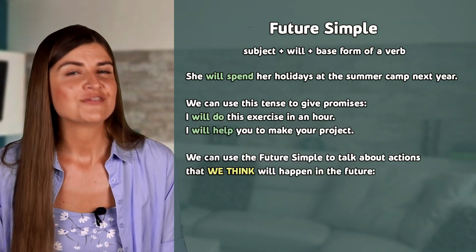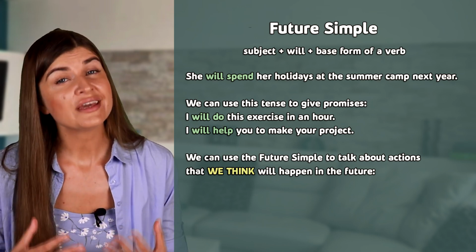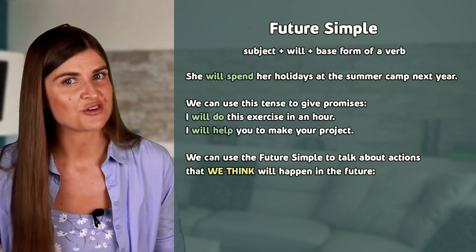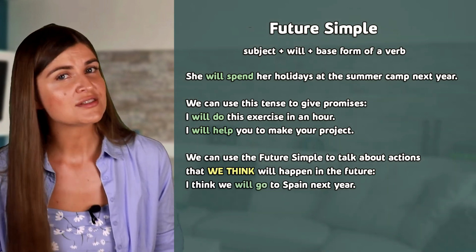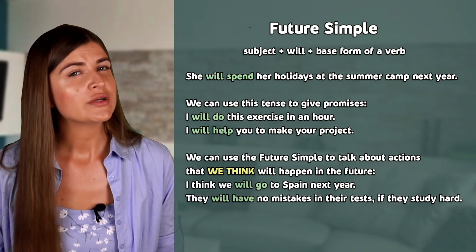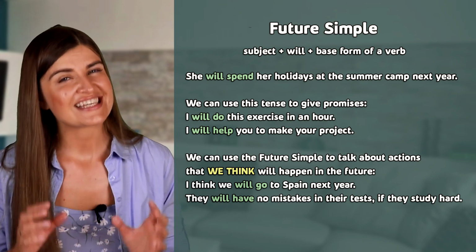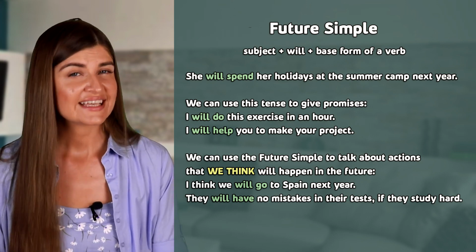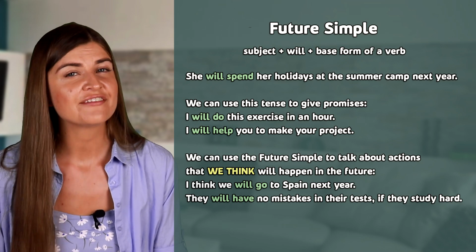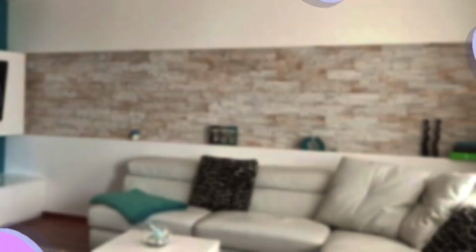We can use the future simple to talk about actions that we think will happen in the future. I think we will go to Spain next year. Another example, they will have no mistakes in their tests if they study hard. This is a conditional sentence, and I have another lesson about conditional. The link is right here.